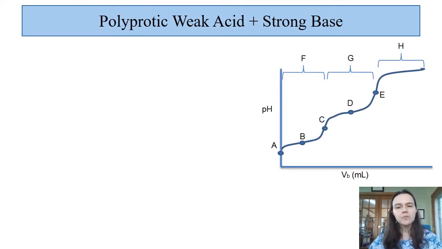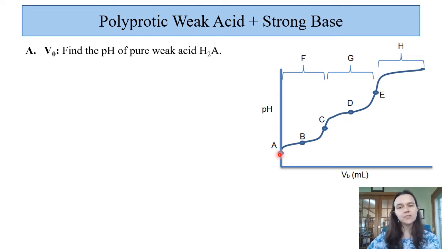To review, for our polyprotic weak acid and strong base, on the right-hand side, there is now a more generalized plot of pH versus volume of base. You'll notice there are unique points A through E, as well as regions F, G, and H. At the beginning of this titration, we have added no base whatsoever, and so we have the pure weak acid in water. Therefore, your approach to finding pH would be to find the pH of a pure weak acid, such as H2A.